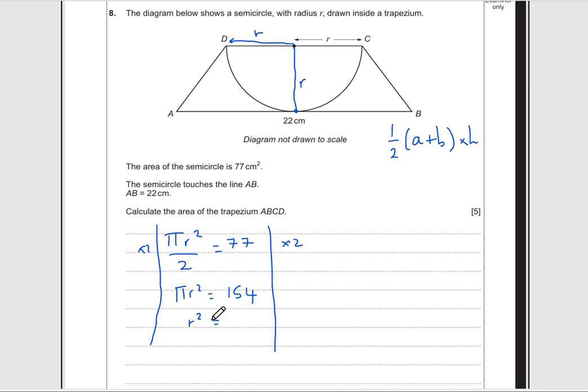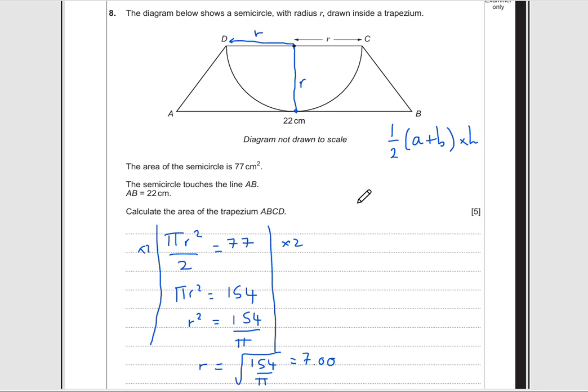r squared, we need to divide by pi here. And then square root. So r is going to be the square root of 154 divided by pi, which is going to give us 7.00. So I'm just going to use 7 for the remainder of the question.